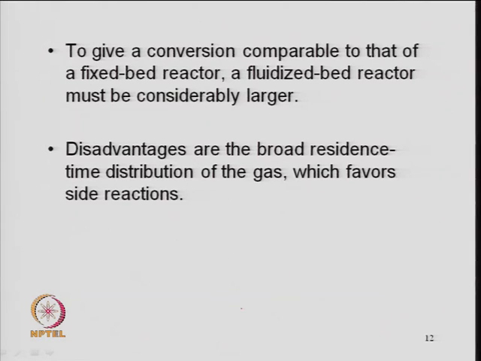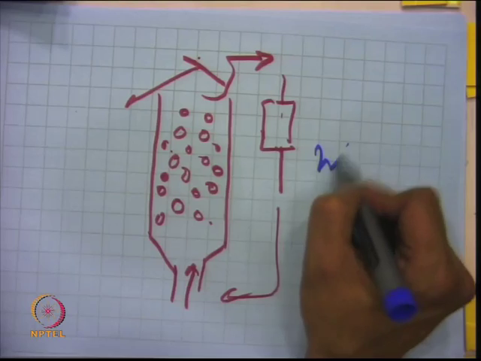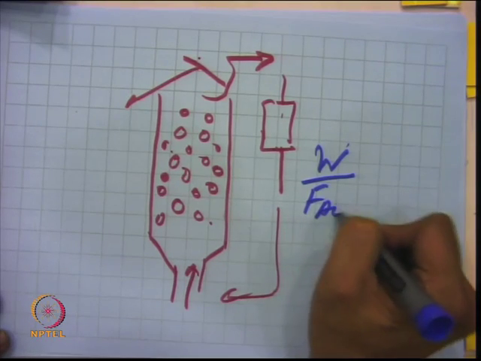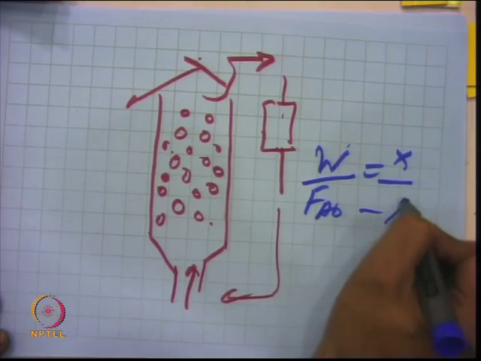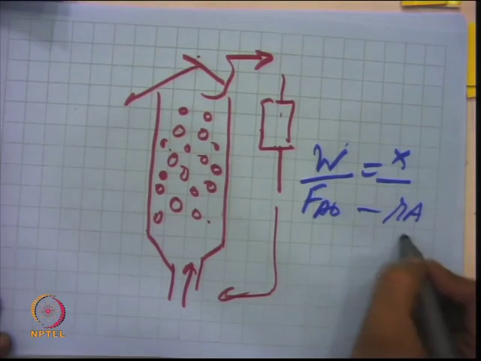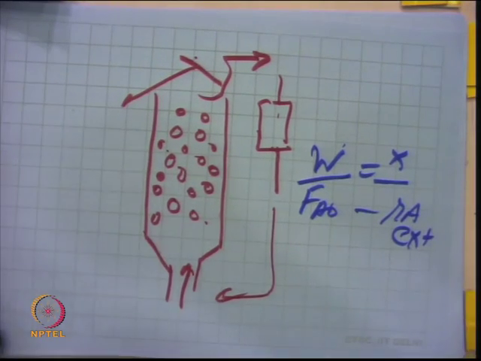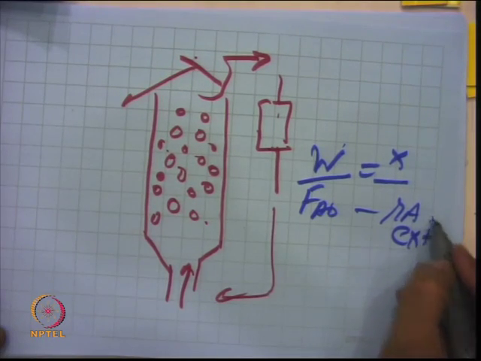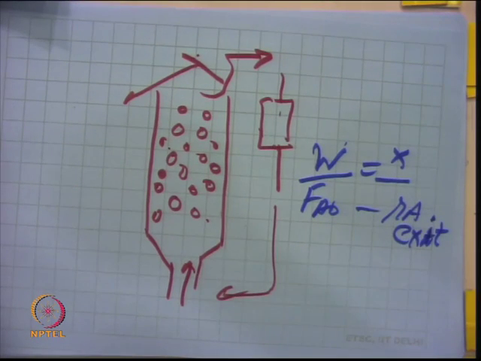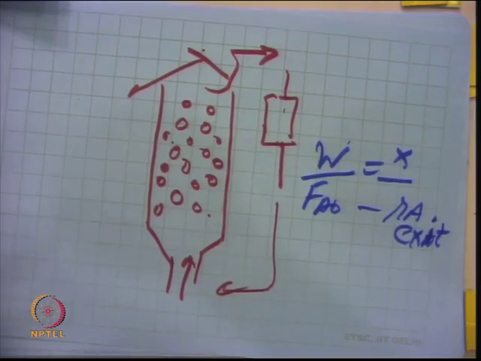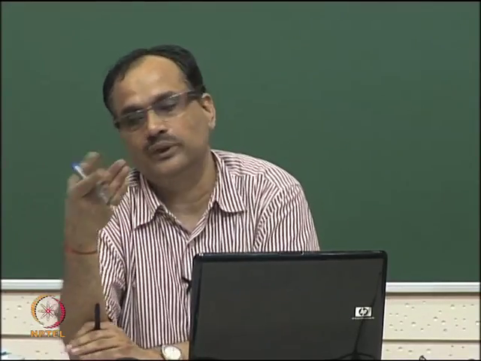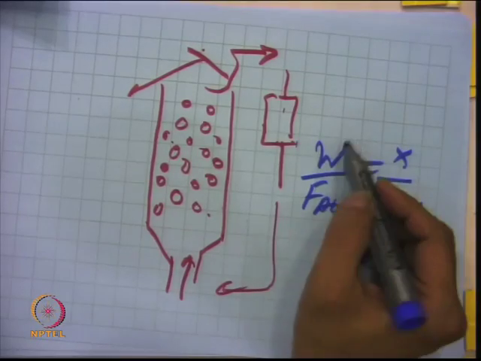If I do not do anything in terms of hydrodynamics, simply one can write a design equation for a CSTR here, W by F A naught is equal to x upon minus R A, and this R A is calculated at the exit condition here. So, this is the exit of the reactor. So, as I said, in the case of a CSTR, your conversion is less, or to have the same conversion, the mass of the catalyst desired will be high.